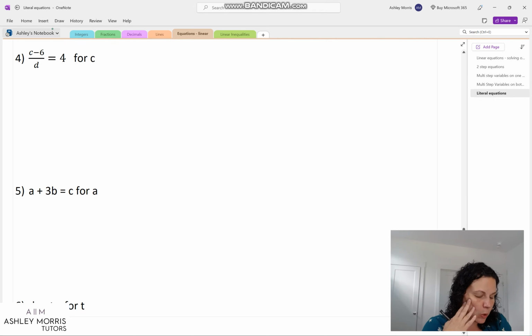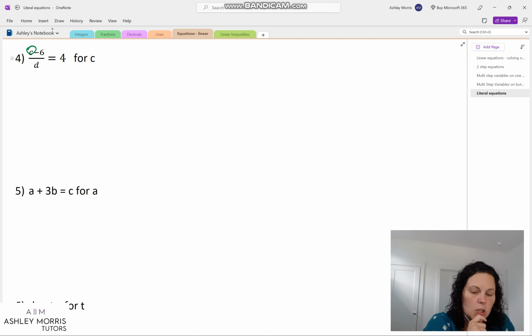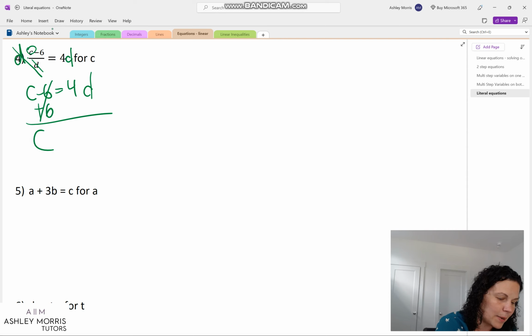All right, number 4. Pause when you're ready. But number 4, we've got to get the C by itself. So to undo the 6 and the D, we have to move the D first because that top is in parentheses. So to undo divide, we're going to multiply. Multiply this side, the D's are gone. Multiply this side, C minus 6 equals 4D. Add 6 to get the C all by itself. Add 6 over here.